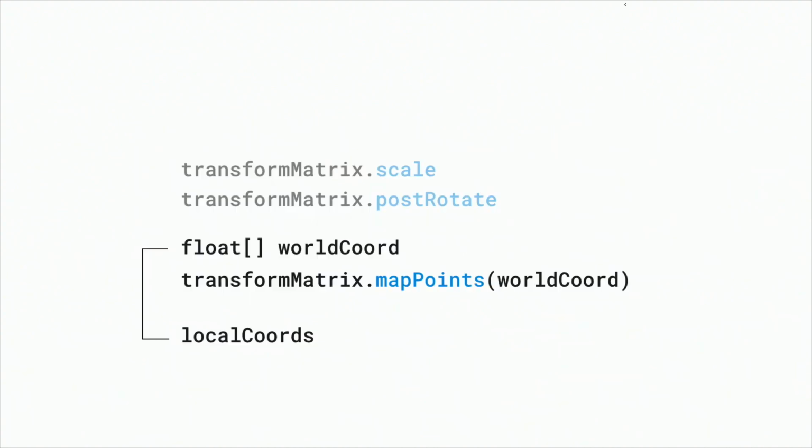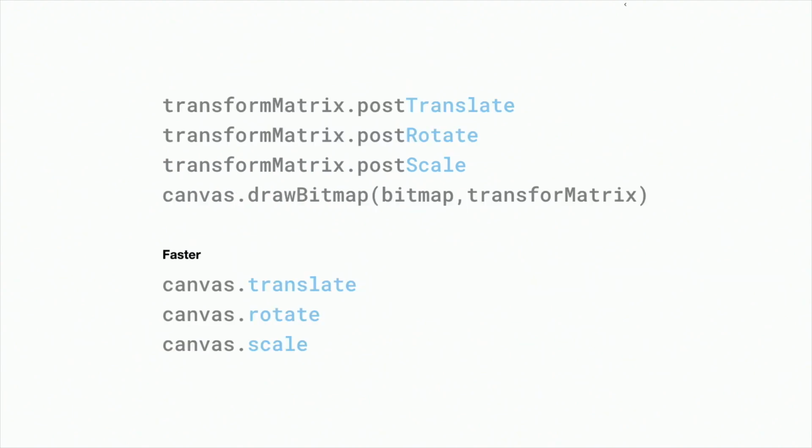And say you've made some operations on the matrix, the thing that you can use is a mapPoints helper function that takes in a world coordinate array, transforms it back to the local coordinate system, and writes it onto the array that you have. It just gives you the local coordinates. So extremely important if you're doing any kind of mapping points work.